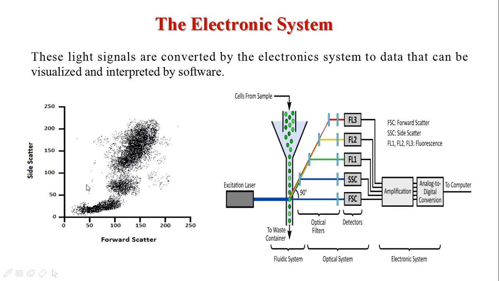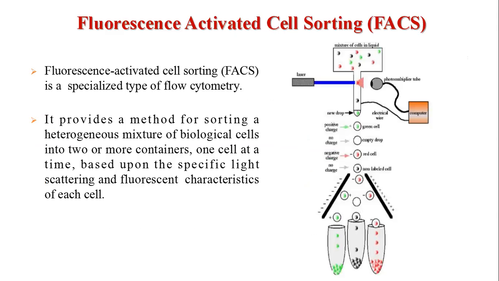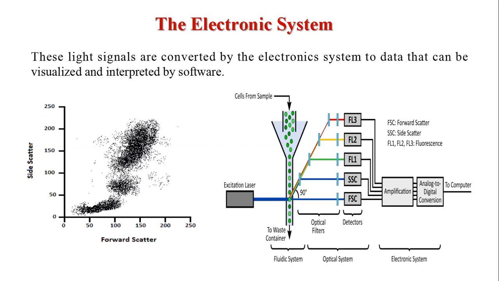As this picture says, the x-axis shows forward scattering of the cells, and the y-axis shows side scattering of the cells. Here we are getting different dense regions of cells. These dots represent the population of cells. You can clearly see that there are 3 different populations of cells, maybe 4. I'll come to that part.